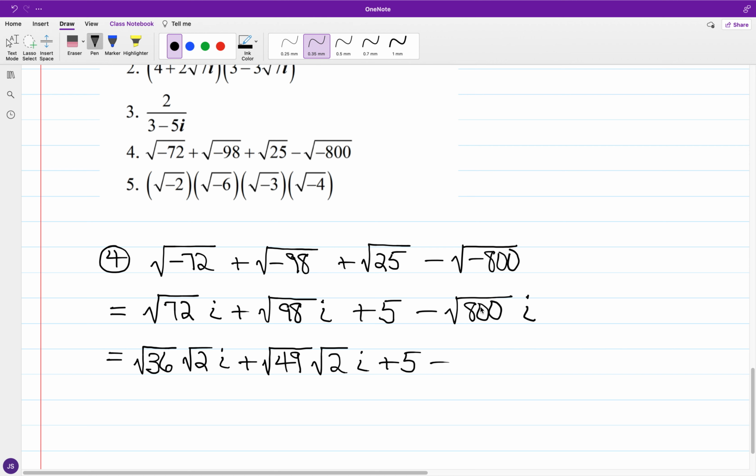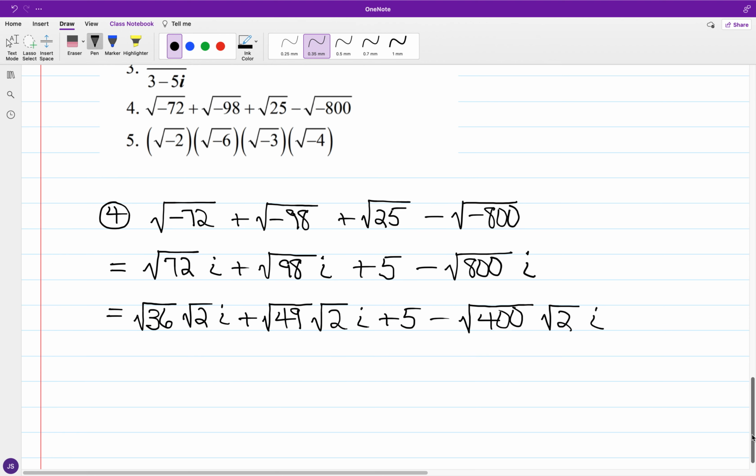And next in line we have the square root of 800. Not a perfect square, but there it is, a multiple of perfect squares. Now the highest perfect square divisible into 800 will be 400, and 400 will go into 800 2 times.